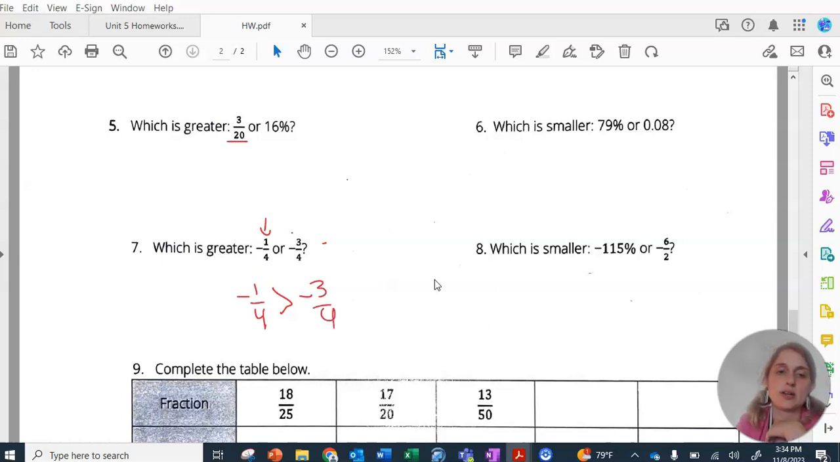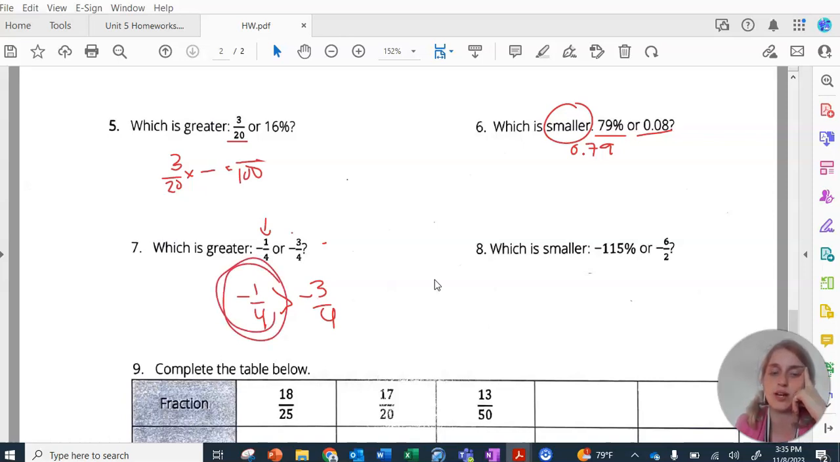To do this one, maybe you need to change 3/20 to be out of 100, and then you can compare percent to percent. Here, you could move your decimal 2 spaces and multiply this decimal times 100, make them both percents, compare them that way. Or you can make this percent into a decimal, compare them now. Which one's smaller? So it's not necessarily that we're looking for an inequality symbol. Maybe you're just saying this one is greater, this one is smaller.